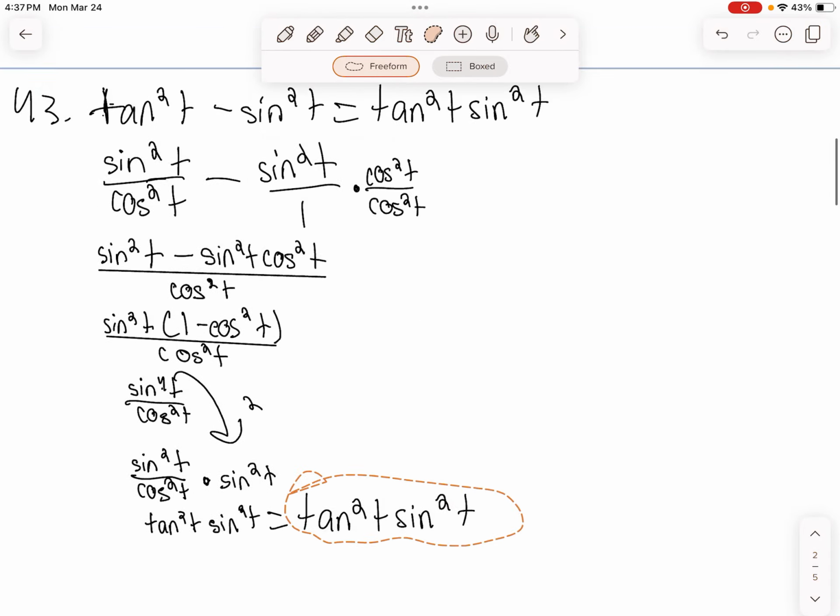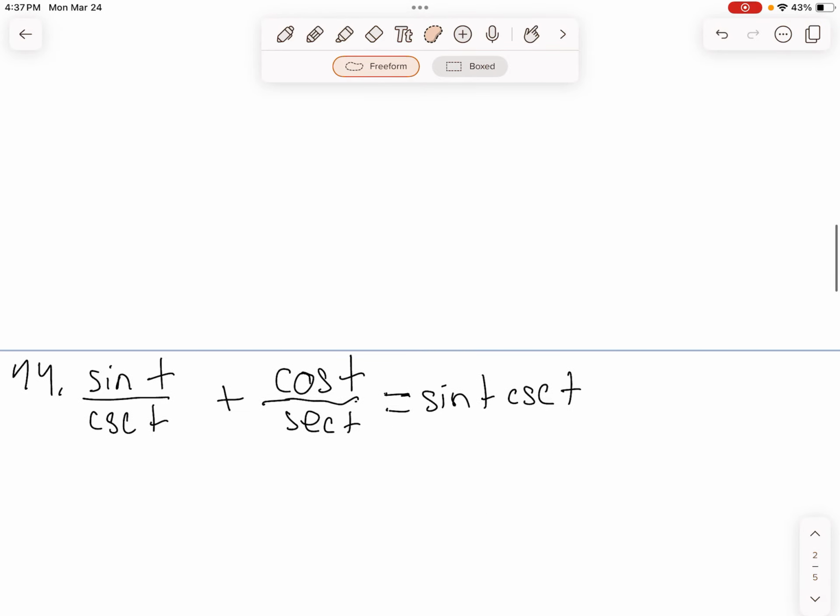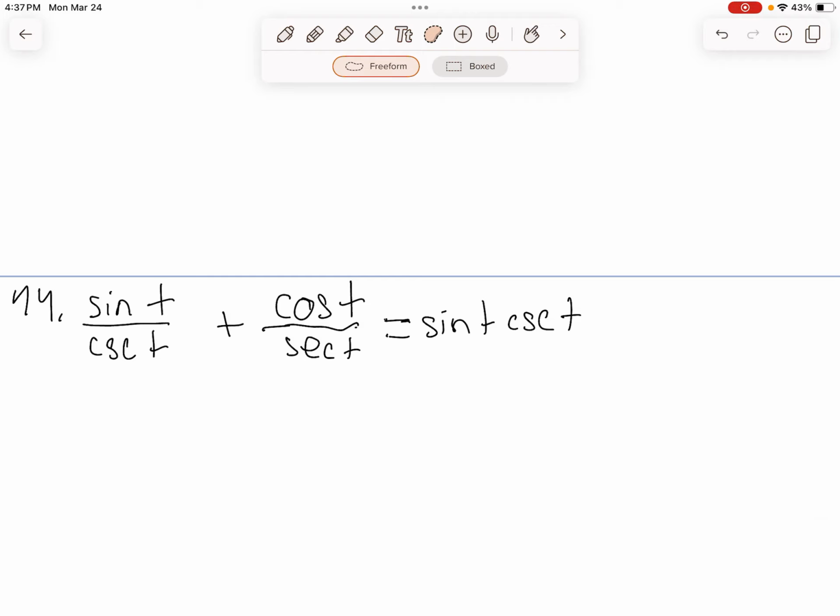Well, done with 43. Moving on to 44. Oh boy, that was tough. Sine over cosecant plus cosine over secant equals sine times cosecant. Where do we even start with this?